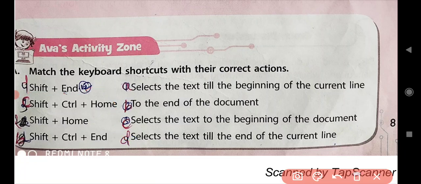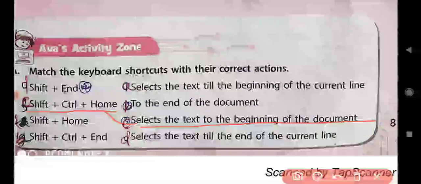Then we come to the second, shift plus control plus home. So the action of this shortcut key is select the text to the beginning of the document.